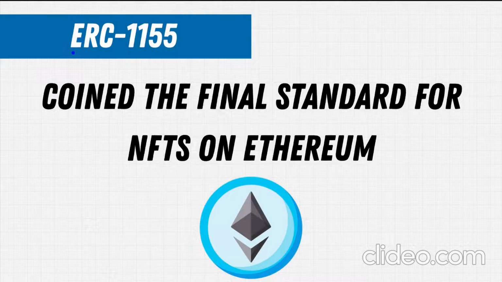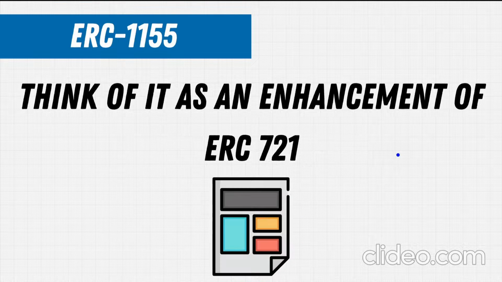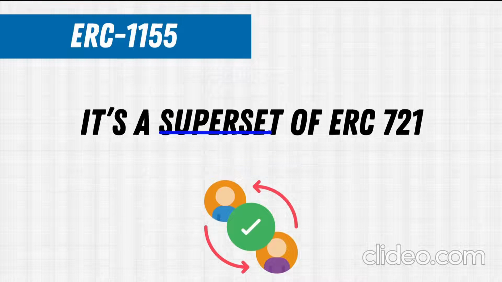The next standard you need to know about, and maybe the final standard, is ERC-1155. It was coined the final standard for NFTs on Ethereum. Now, it's a bold statement, but basically there was this team, the Enjin team, and they built this new smart contract standard for NFTs on Ethereum. And basically, you can think of it as an enhancement of ERC-721 or a superset of the template that was ERC-721. Now, why is it a superset of ERC-721? Well, first of all, it's cheaper because you can hold asset classes. It no longer tracks singular ownership.